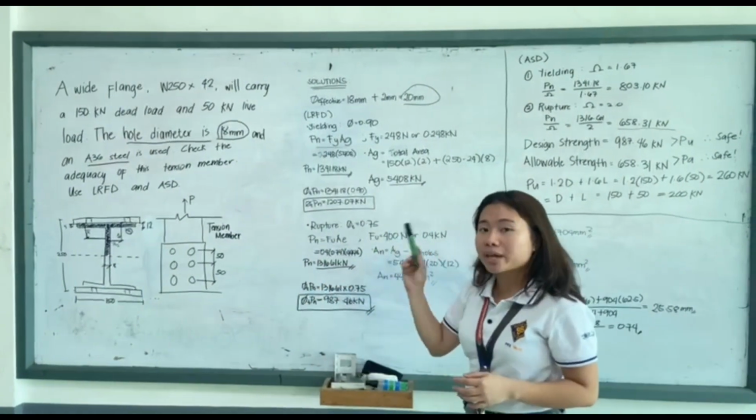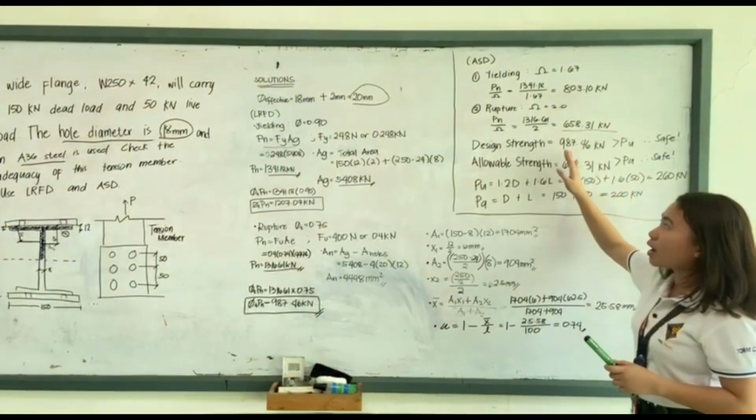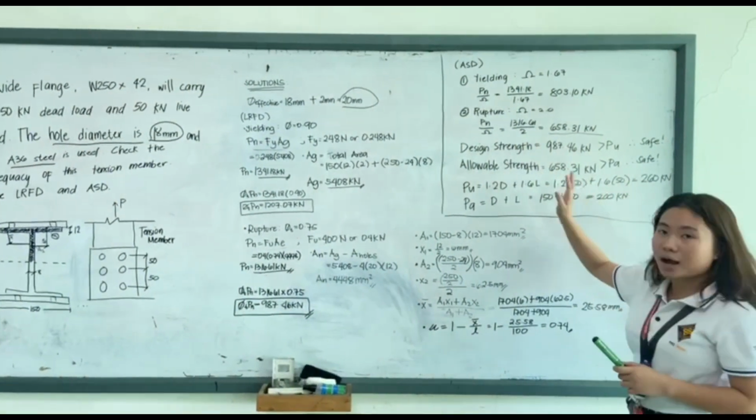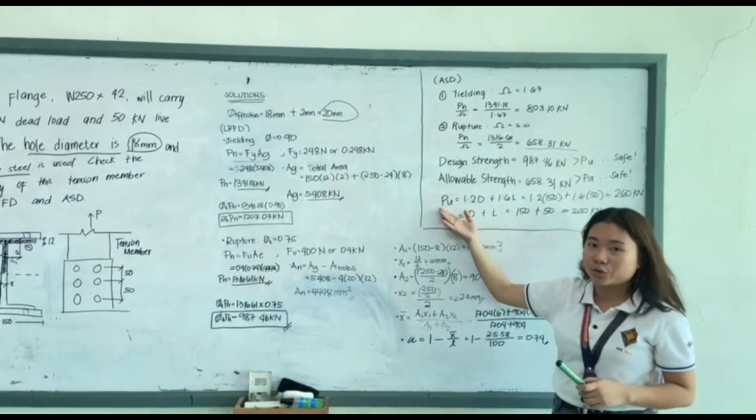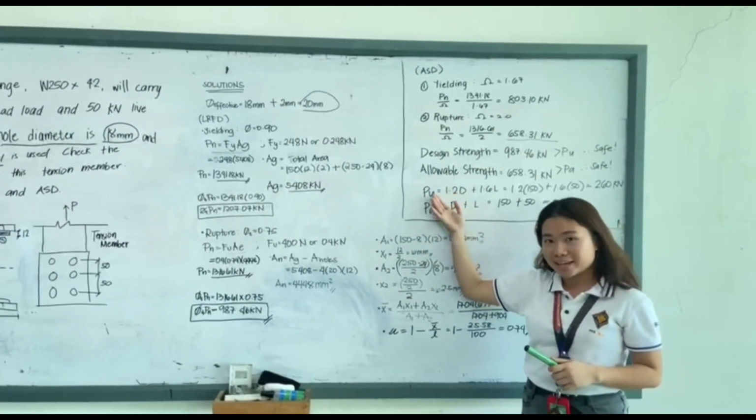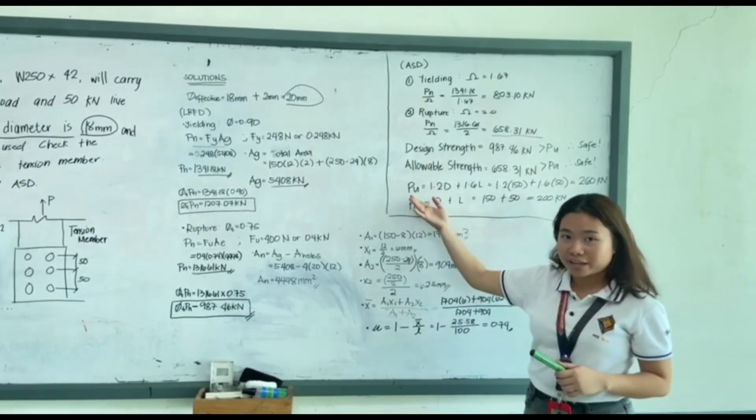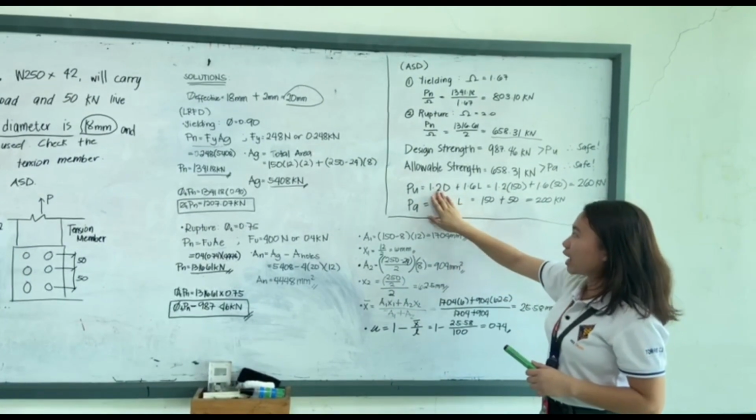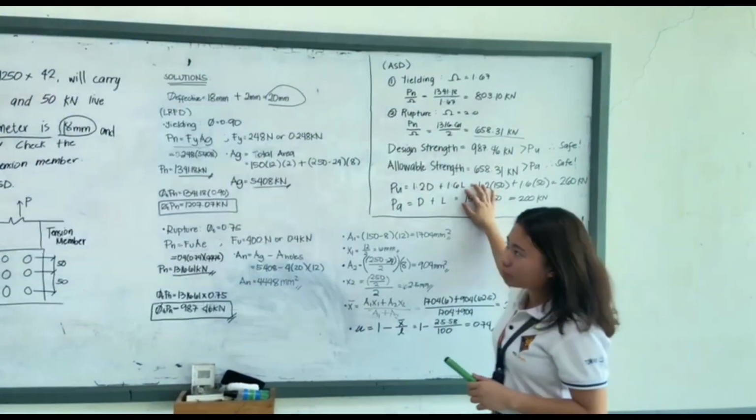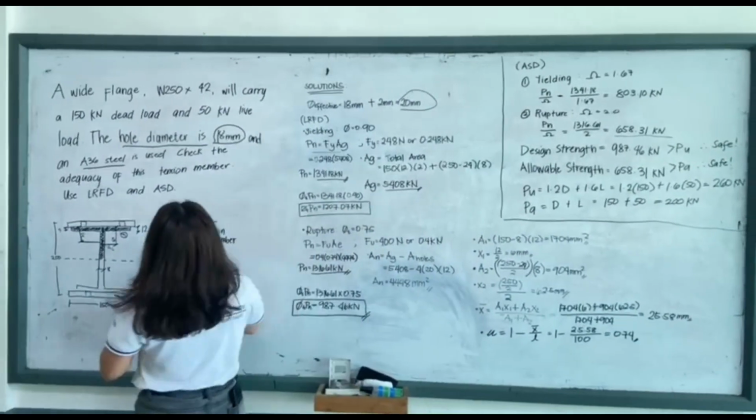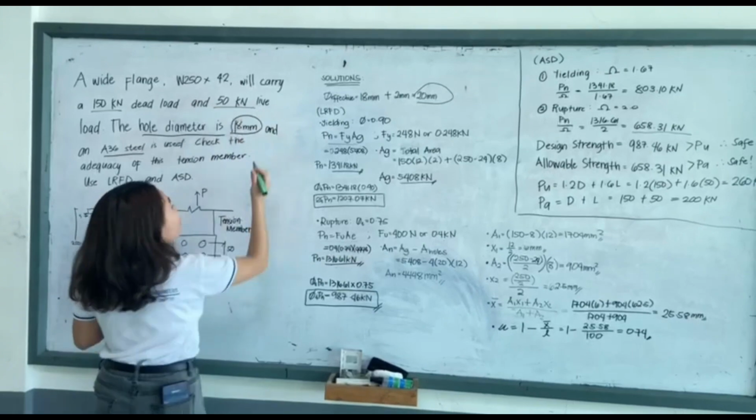And then let us remember, na nag-ingon siya sa problem, na check the adequacy of this tension member. So we need to solve the Pu and Pa para ma-compare natin siya sa atong nakuha nga design strength and sa allowable strength. So, in order to solve for Pu, gamiton nato ang LRFD combination, which is 1.2 times dead load plus 1.6 times live load. And then remember, we have here the values of the dead load, which is 150, and then the value for live load, which is 50.